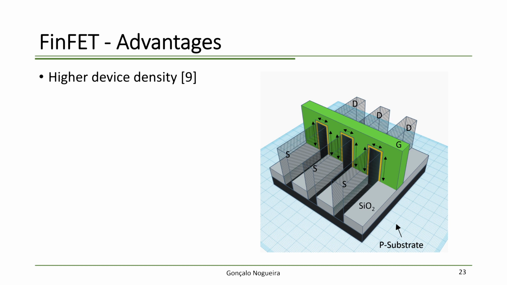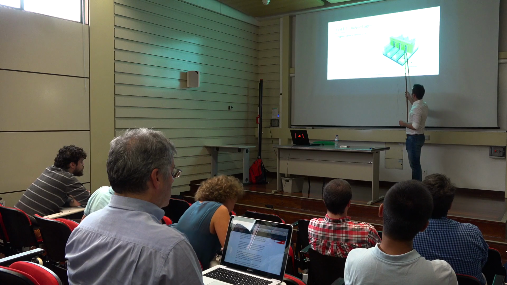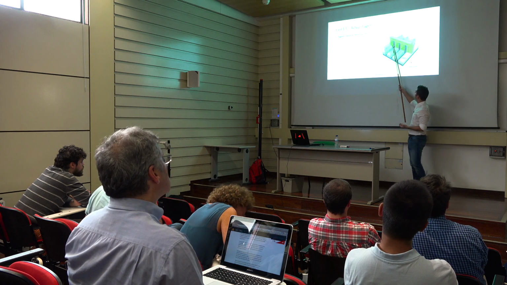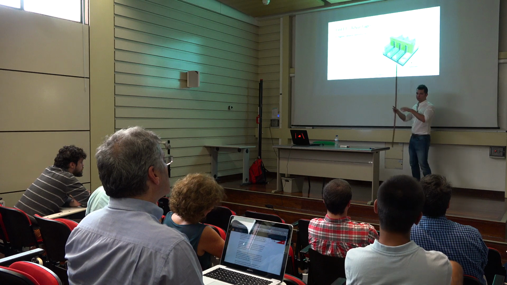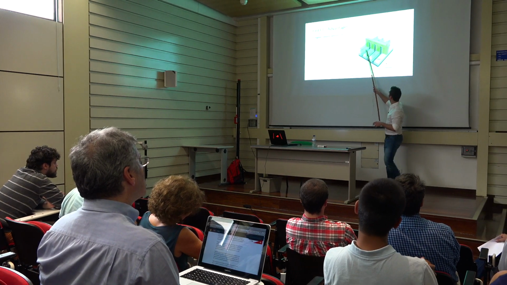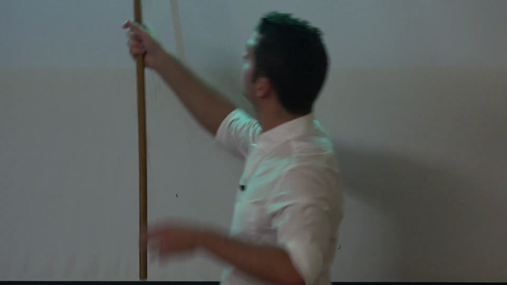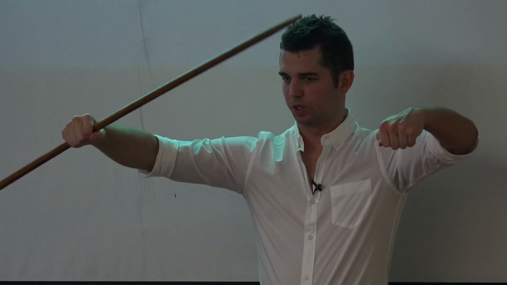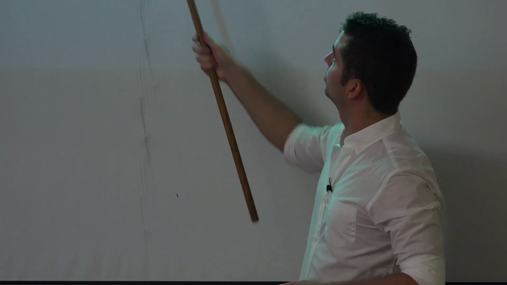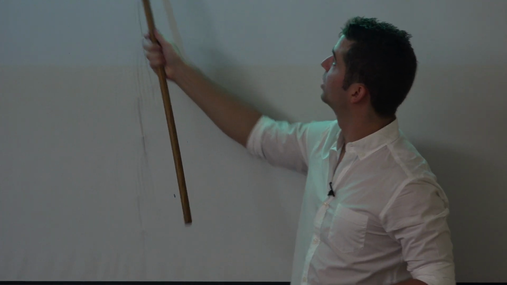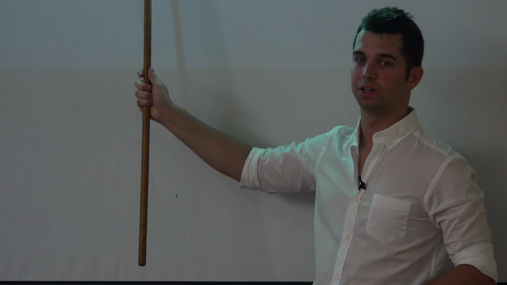Another advantage that you have is higher device density. This comes, I believe, also easy to see. This transistor is a 3D transistor. Imagine that you unfold the transistor into a planar one. This is the width, right? Now imagine that you unfold it and put it down like this, and you unfold this 3-fin transistor. You are going to get a transistor which is much wider than the one that you're seeing here. So it has higher device density.